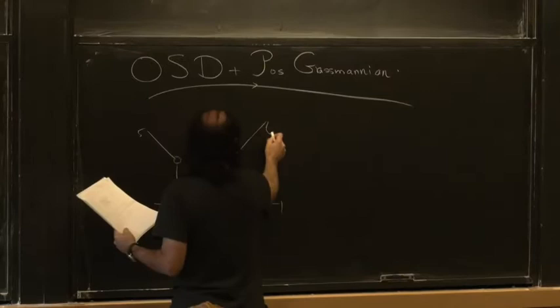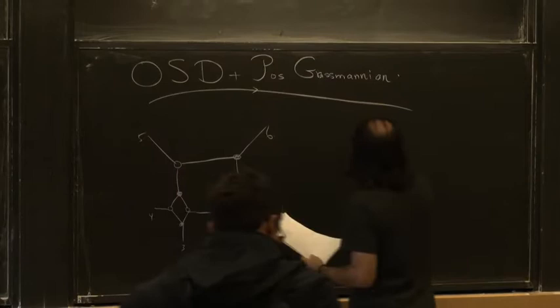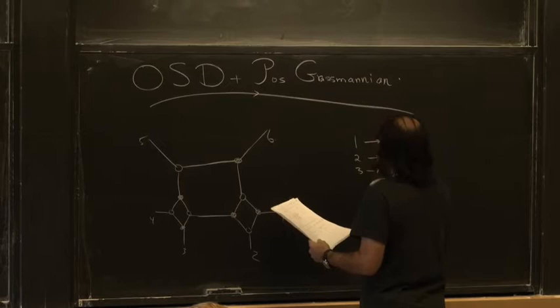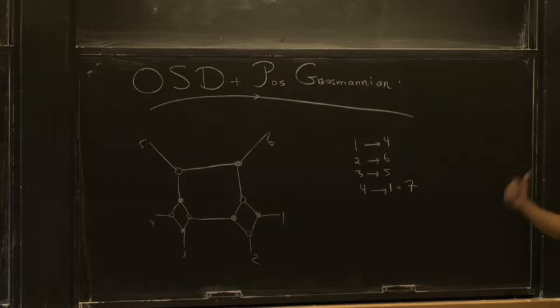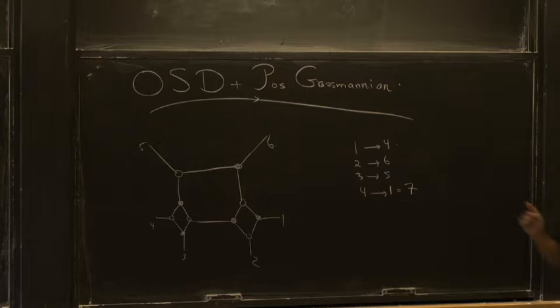Okay, so for example, the permutation associated with this diagram, the left-right path permutation, is 1 to 4, 2 to 6, 3 to 5, 4 to 1, which I'm going to write as 7. So everything is going to be shifted. Every time a permutation might jump back, but I'm always going to imagine that it's going forward since these indices are cyclically ordered.